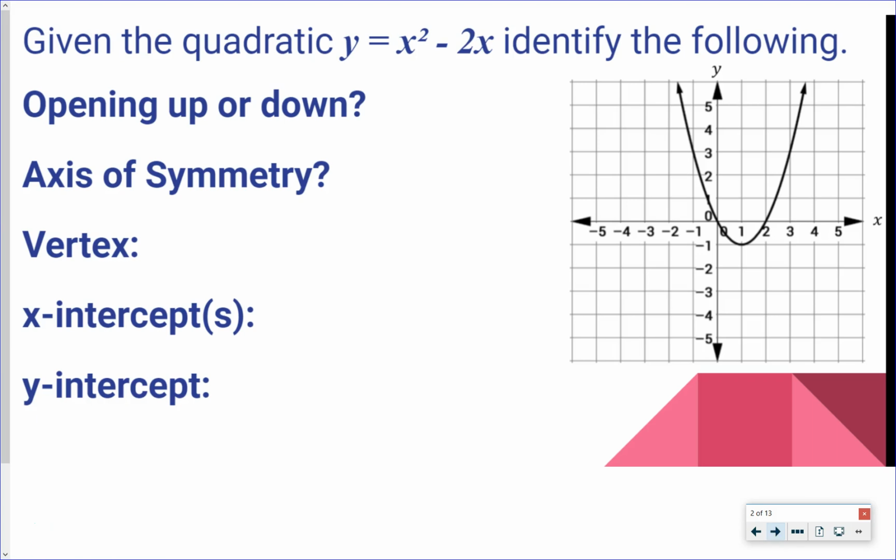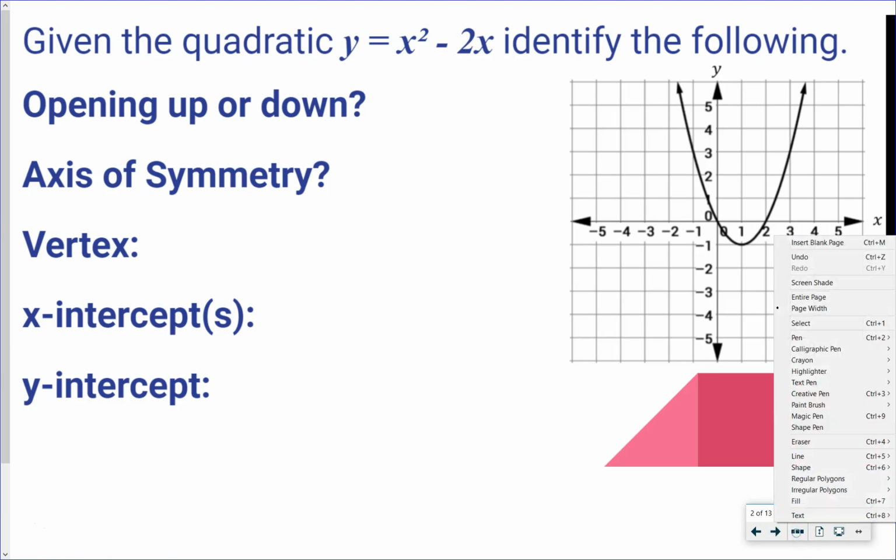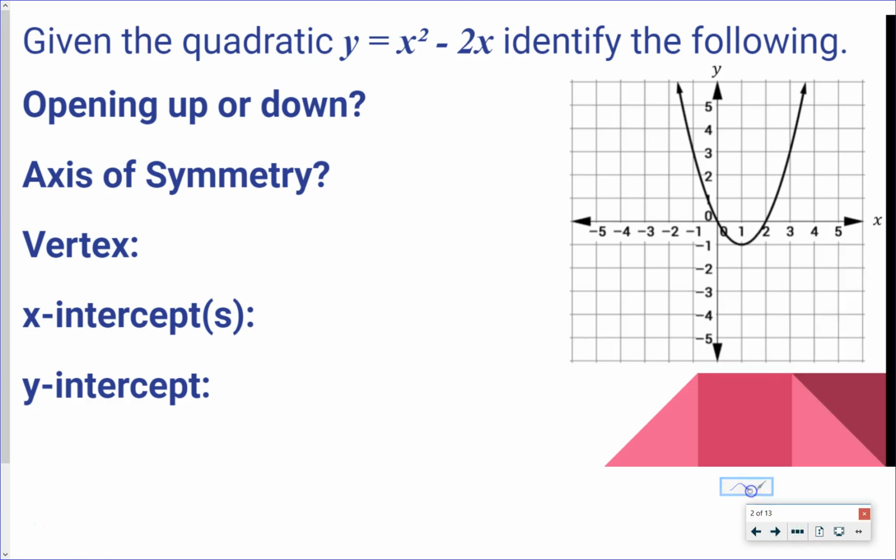So looking at this, you can tell me, does this open up or down? This parabola is opening up. How do you know that? It's smiling at you. It's going up. Look at the arrows, they're going up. When it's smiling, it's going up. Yep. Axis of symmetry. So that's like a line that's cutting this guy in half.